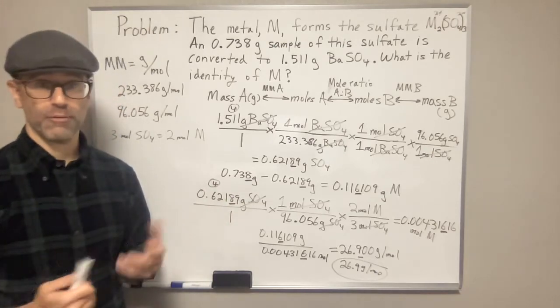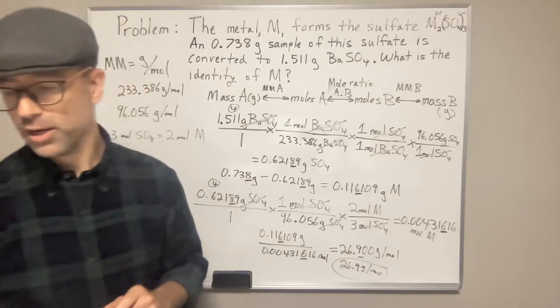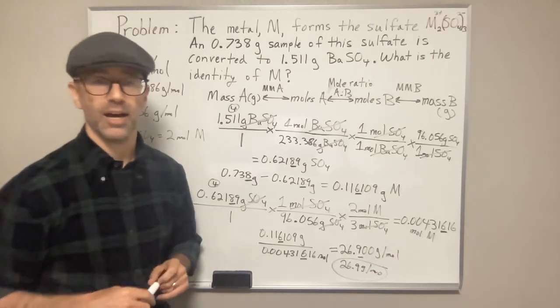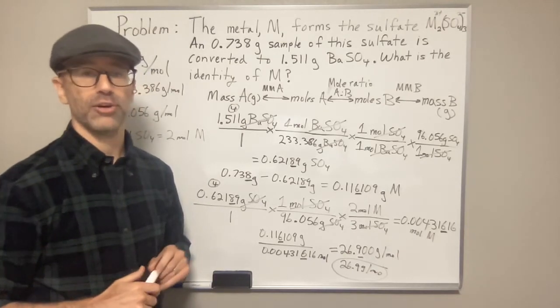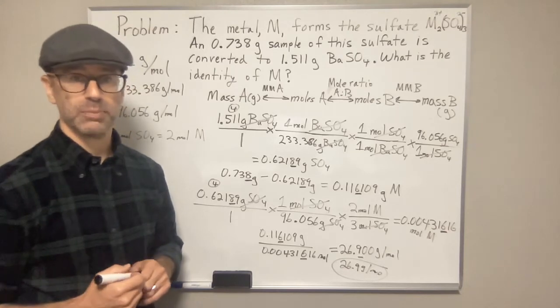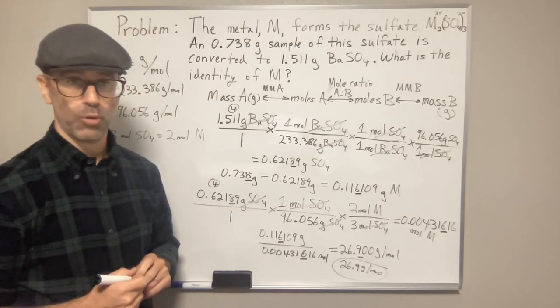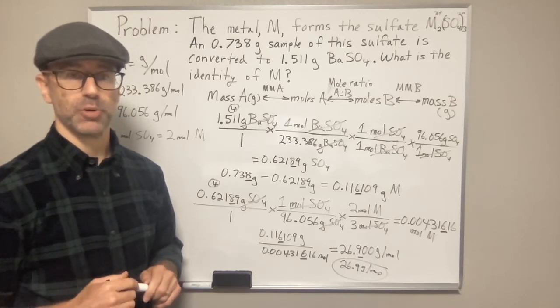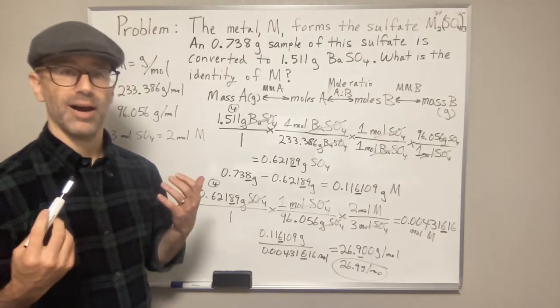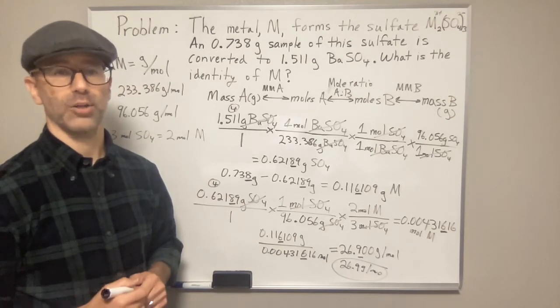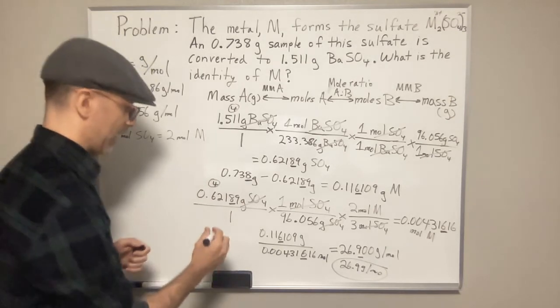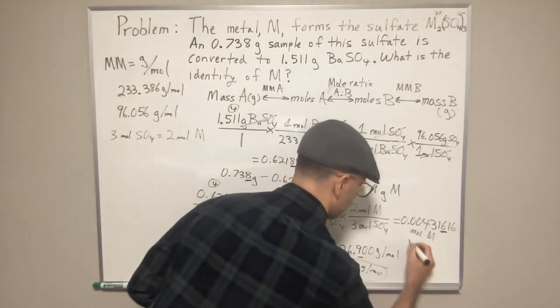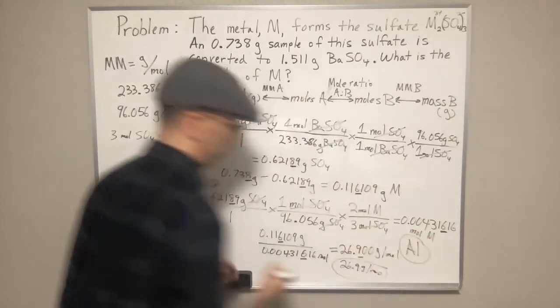So you might look there first, and if you look there, you'll find that the molar mass of aluminum is 26.9 grams per mole. So the atomic mass of aluminum on the periodic table is 26.9. So our metal here is aluminum. So that would be the answer. So our answer is aluminum.